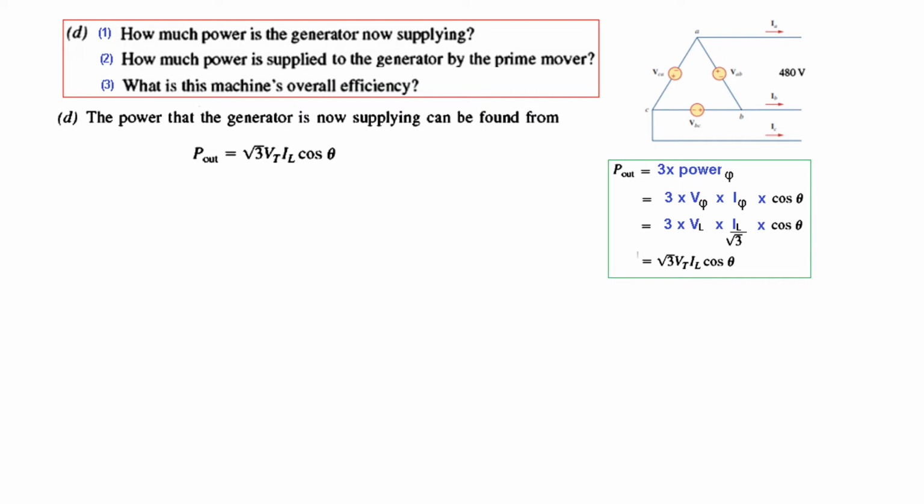V terminal is 480. So root 3 times 480. Now this is the total current, I line is 1200 ampere, and the cos of the angle 36.87. So this will be the output in terms of watts, 798 kilowatts.